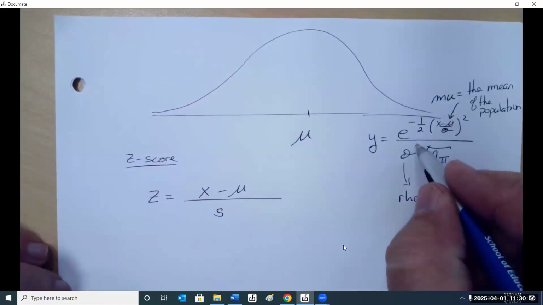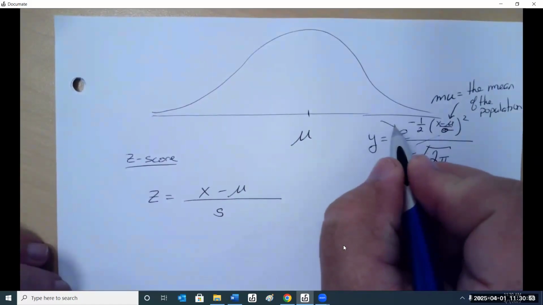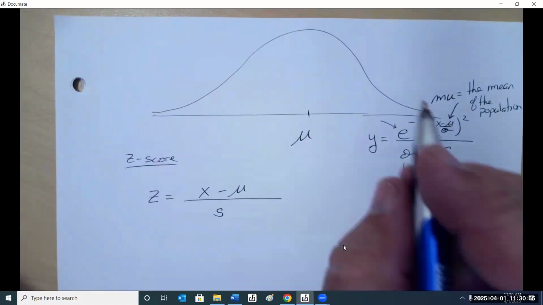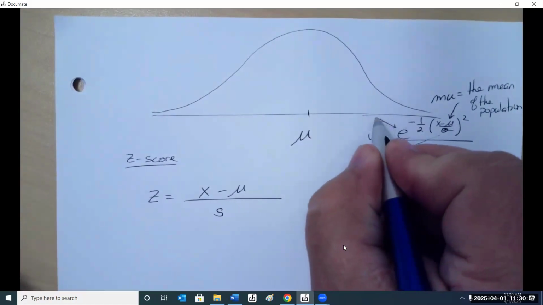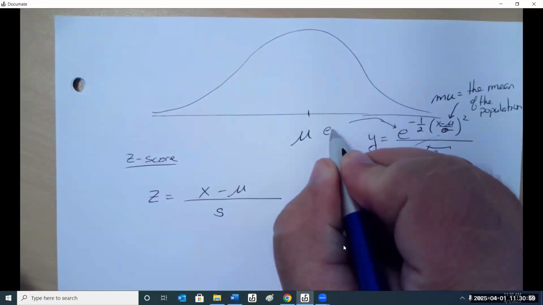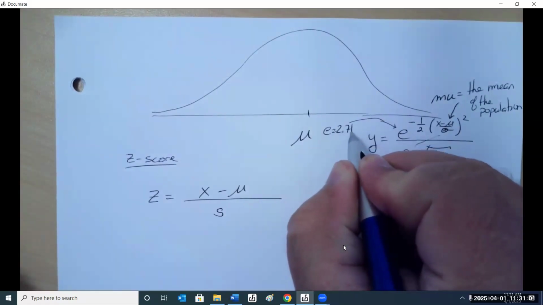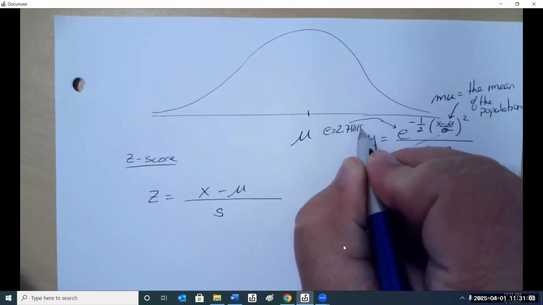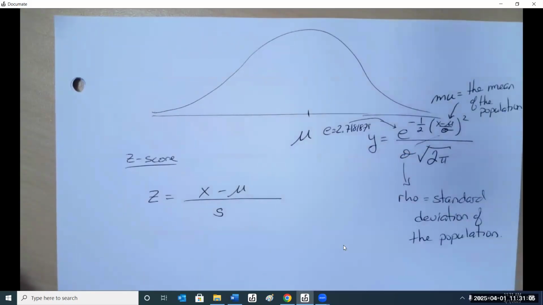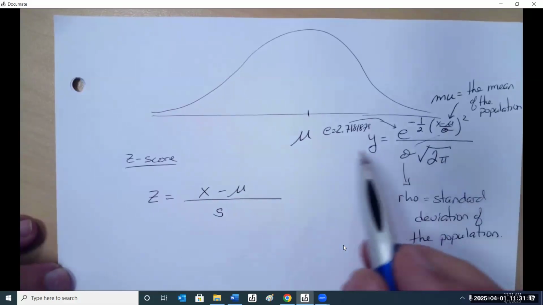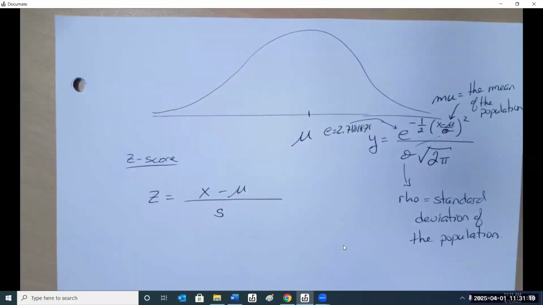So here's another row down here. And what is E? E is called Euler's constant. E is 2.7181879. It's a constant. It's called nature's constant. So this formula defines our curve.